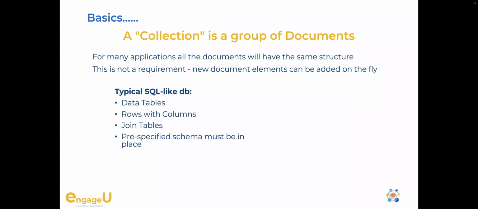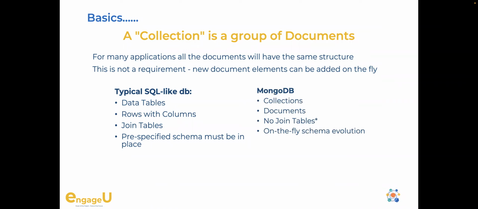A typical SQL-like DB has data tables, rows with columns, and usually has join tables for many-to-one and many-to-many relationships. Sorry, it'll have a join table for many-to-many relationships. And a pre-specified schema must be in place. So to store a data object with a particular name or type, you have to put it in the data structure first, and then you can enter data.